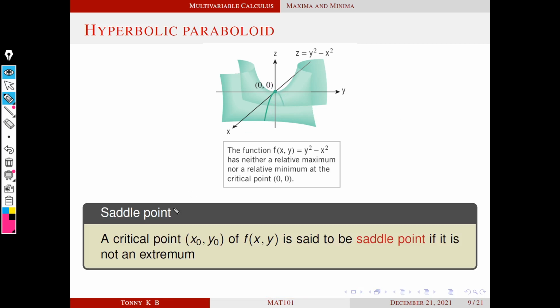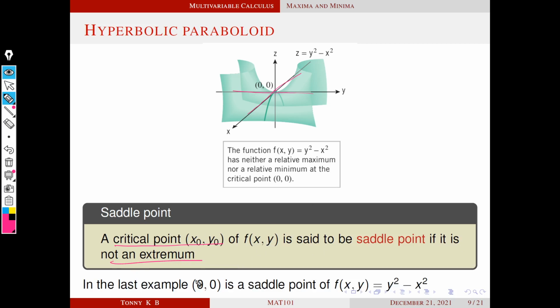Such critical points are called saddle points. It is clear that at this point both the derivatives are 0. Why? In the y direction, this is the tangent at this point. That's why its slope is 0. In the x direction, this is the tangent at this point. That's why slope equal to 0. So (0, 0) is a critical point of this function, but not a relative extrema. Such points are called saddle points. A critical point of f(x,y) is said to be a saddle point if it is not an extremum. Yes, in this example, (0, 0) is a saddle point.